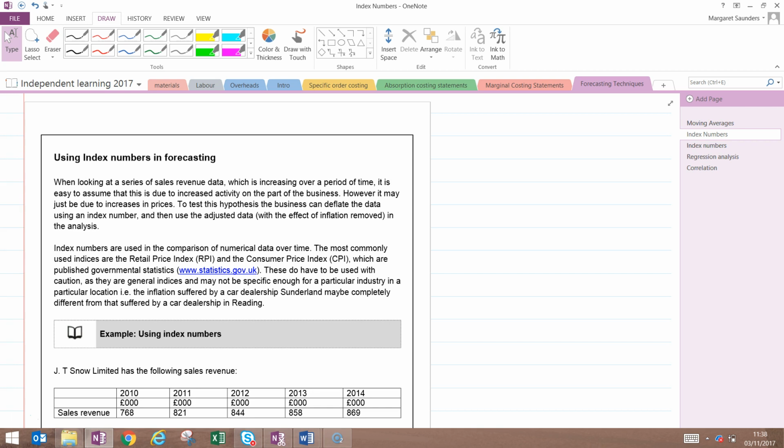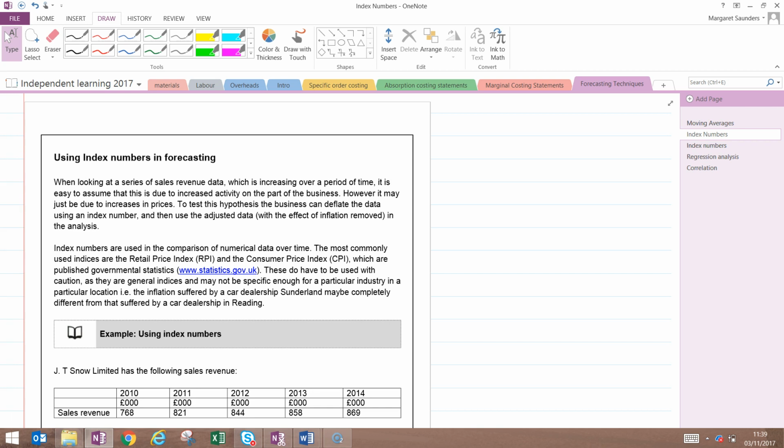To determine if this is the case, what we can do is deflate the data, and to do that we use index numbers. Then we can use the adjusted data with the effect of inflation removed and analyse that for any increases which would then be due to activity.